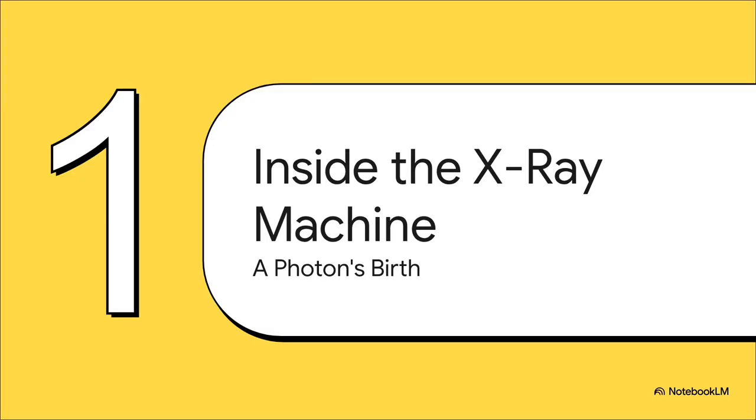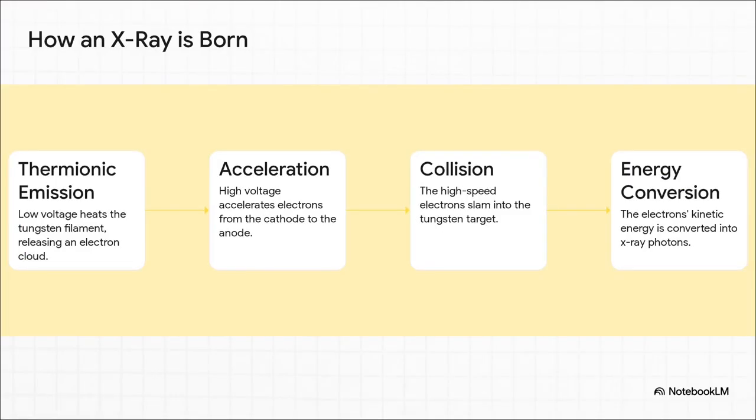Okay, so how does that machine on the wall actually create an invisible beam of energy? Well, it all happens inside this part called the tube head. Let's trace the birth of a single X-ray photon, step by step. Think of it like a four-step dance of physics. First, a current heats up a tiny filament, kind of like in an old light bulb, until it's so hot it starts boiling off a cloud of electrons.